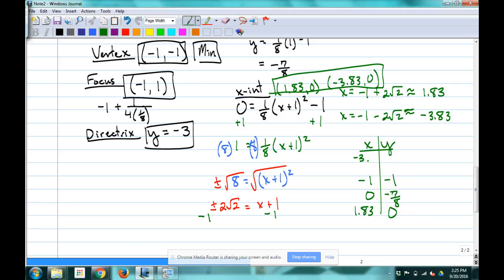I'm just picking x values, and the vertex is here in the middle. That's the -1, -1. So going up to the right of -1 would be 0, and I've already found that one, so I knew that the answer was -7/8. And then I knew that 1.83, one of my x-intercepts, was to the right of 0. I thought that y was -3. That's your directrix. That's not your y-intercept. It's your directrix.